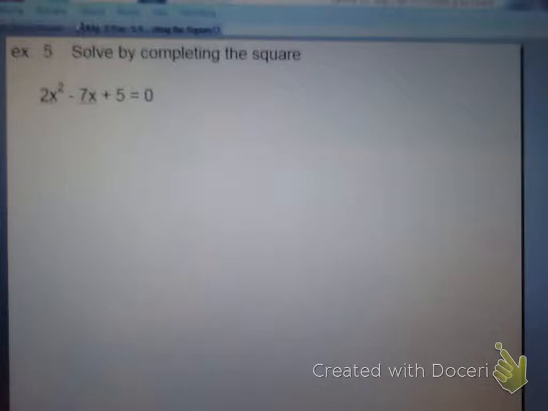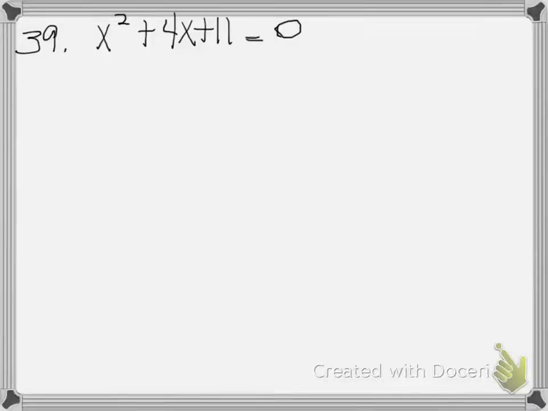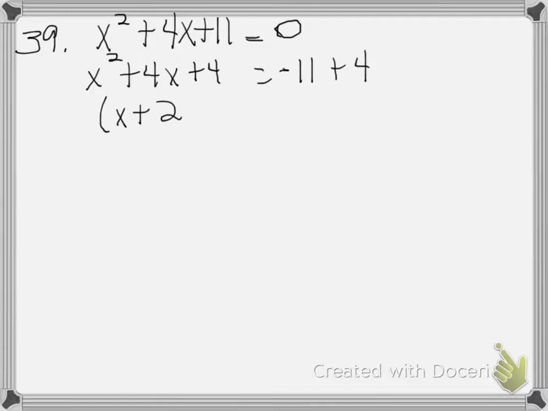I'm going to come back and do example 5 in a minute, but I want to skip and do a problem from the homework first before I do a problem like number 5. Okay, let's look at 39. x squared plus 4x plus 11 is equal to 0. Obviously, the 11 is not a perfect square. So we're going to move it to the other side. Half of 4 is 2, squared is 4, so we're going to add 4 to both sides. So that's (x + 2) quantity squared is equal to negative 11 plus 4, which is negative 7.